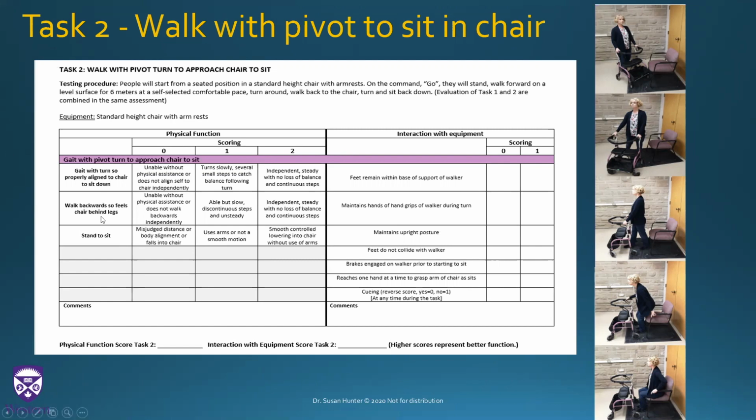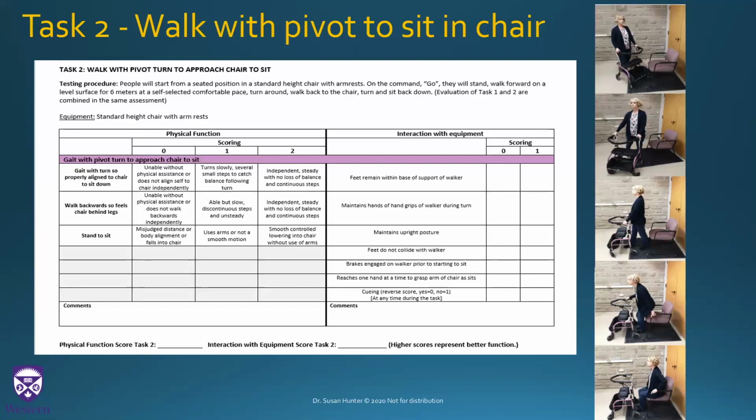Or is the person able to walk backwards so that they can actually feel the chair behind their legs? Again, full marks go to are they independent and they're steady, there's no loss of balance, and it's continuous steps. Part marks go for they're able to do it, but they're slow. It's not a freely executed series of steps. And 0 is if they're unable to do it without physical assistance, or they don't walk backwards. They're actually too far ahead of the chair.